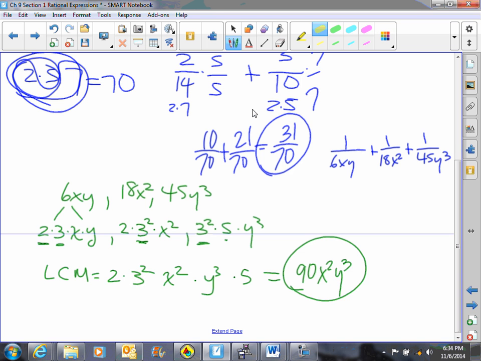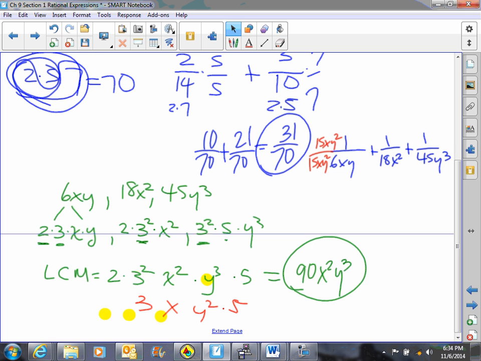Okay, if you just take your lowest common multiple and say, all right, we've got a 2, we've got one of the 3's, and we've got one of the x's, and we've got one of the y's in 6xy. Well, that leaves us needing another 3, another x, 2 y's, and a 5. So we would know that the first fraction needs to be multiplied by 15xy squared over 15xy squared.